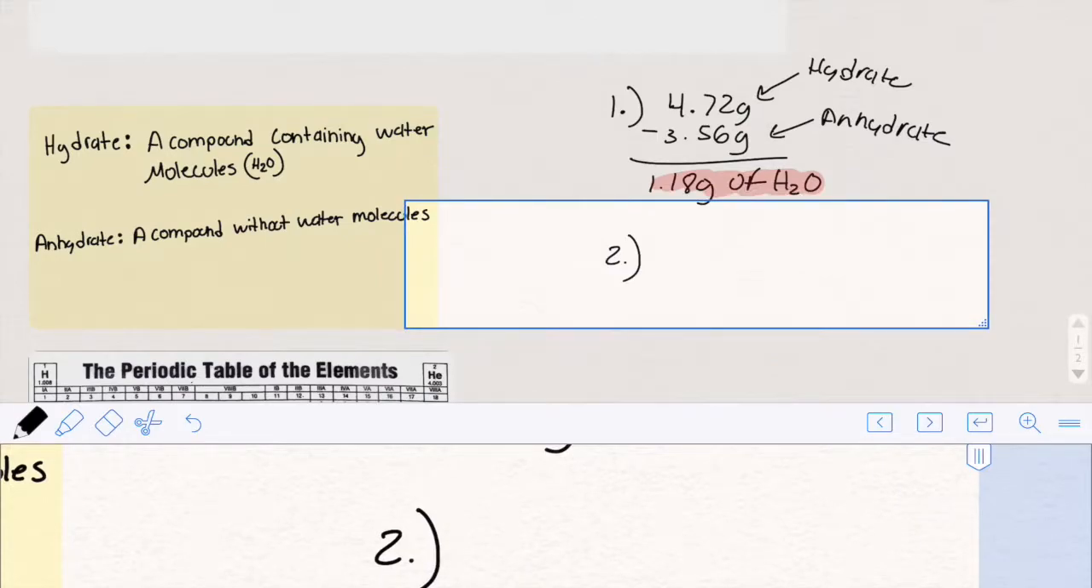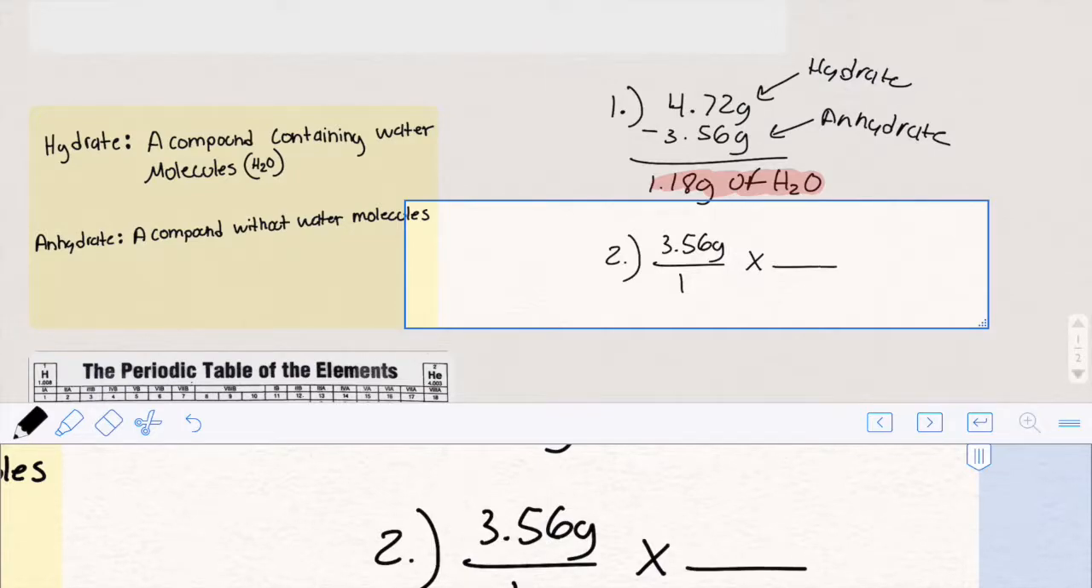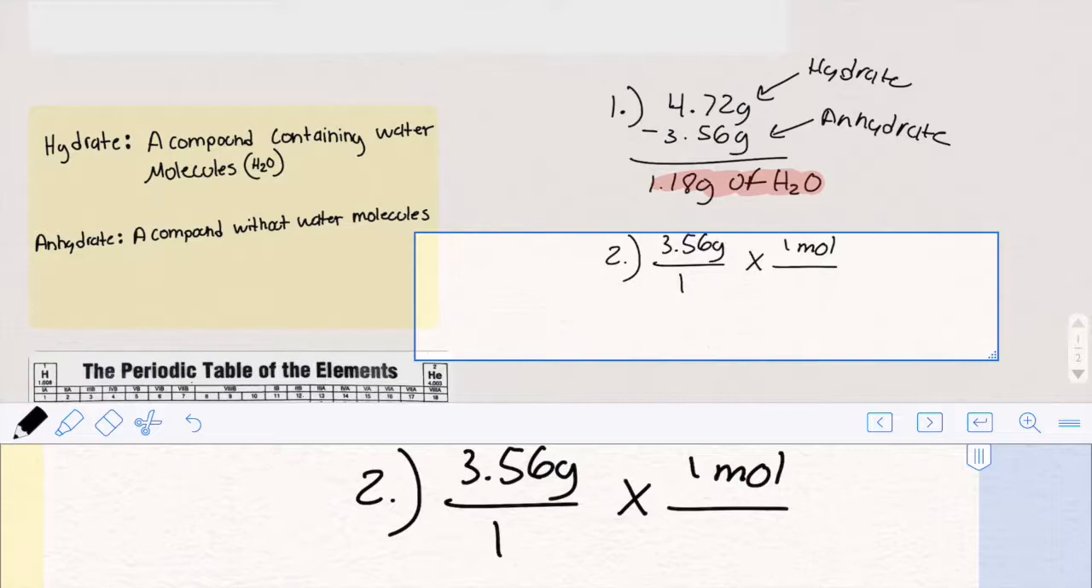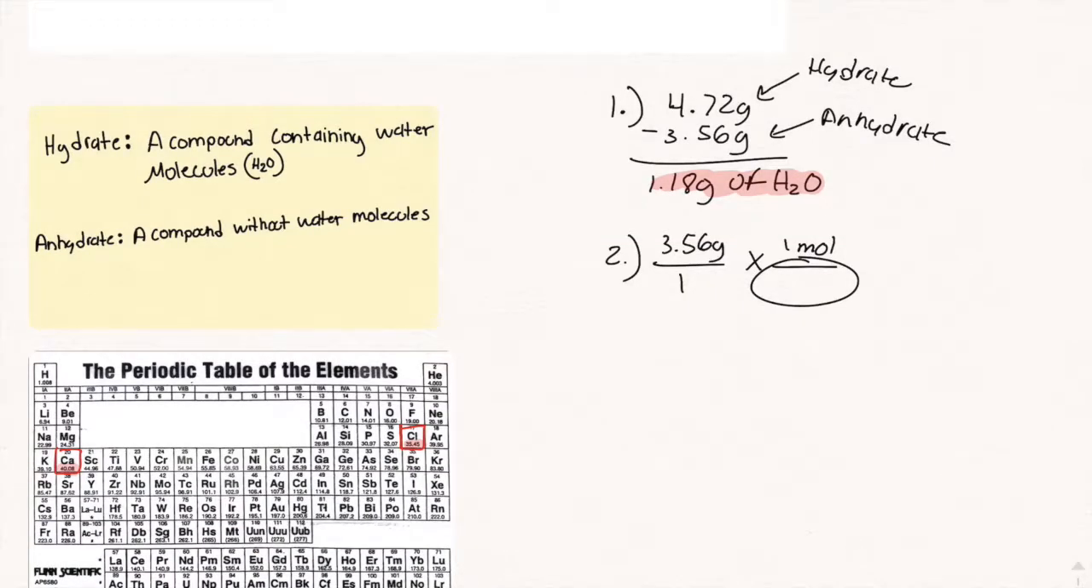In step 2, we are going to convert the mass of the anhydrate to moles. The mass of the anhydrate was 3.56 grams, and we're going to put that over 1. Put the multiplication sign, and you're going to put 1 mole up here, because we're looking to convert the mass of the anhydrate to moles. So what do we put down here as the denominator? That's where the periodic table comes into play.